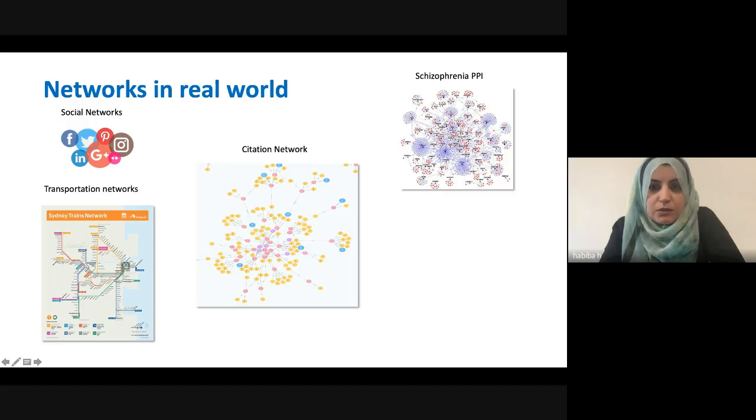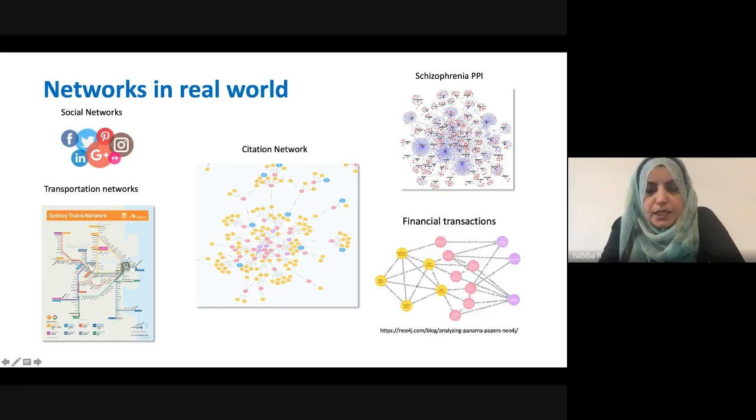Protein-protein interactions are highly relevant, and I think one of the very promising areas where networks and deep learning on networks is really applicable. For example, protein-protein interaction networks for schizophrenia are used to understand what are the functional protein loci that are responsible for a disorder like schizophrenia.